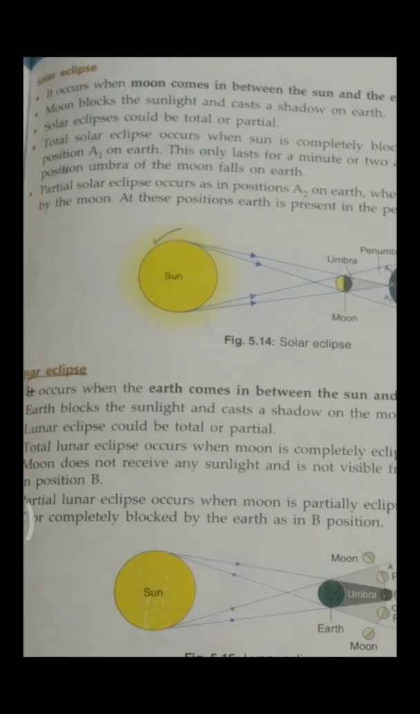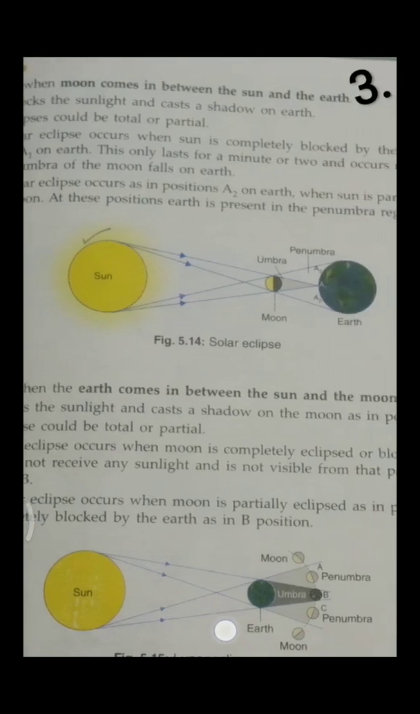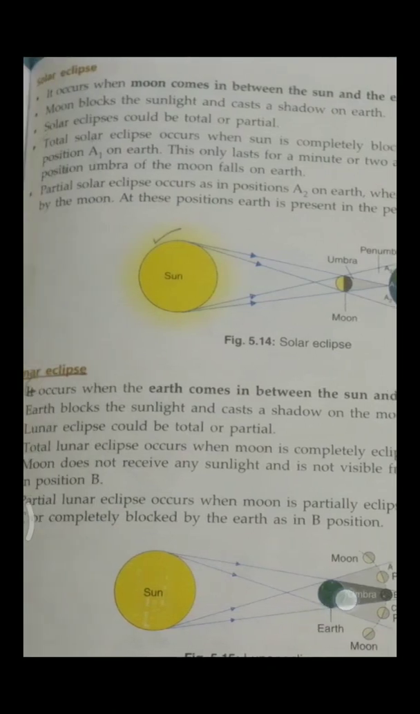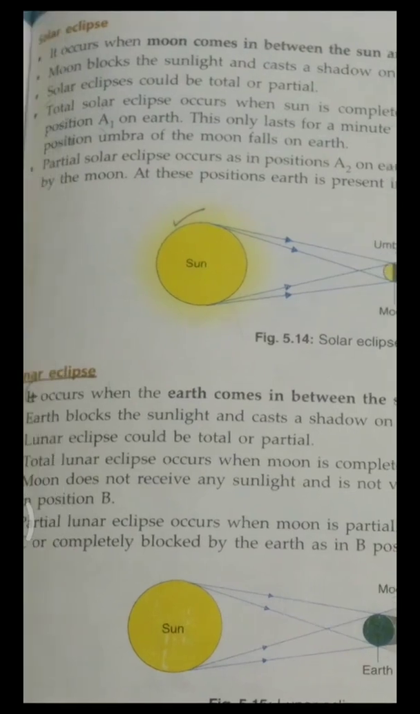Lunar eclipse: it occurs when the earth comes in between the sun and the moon. Second point, the earth blocks the sunlight and casts a shadow on the moon. Third point, a lunar eclipse could be total or partial. Fourth point, a total lunar eclipse occurs when the moon is completely eclipsed or blocked by the earth. First 4 points you have to write.